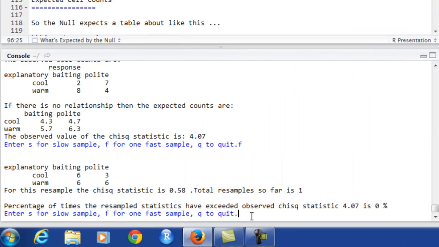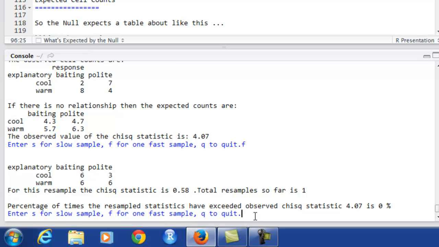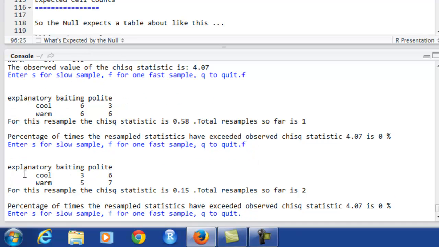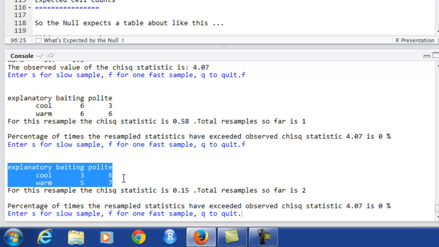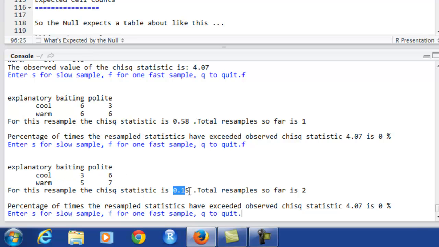Let's get another one. So again, we go back into this world that the computer has set up for us, where the null hypothesis is true, and we repeat the study. Let's put in F to the console, press enter. We get a new two-way table. We get a new chi-square statistic, which is 0.15.